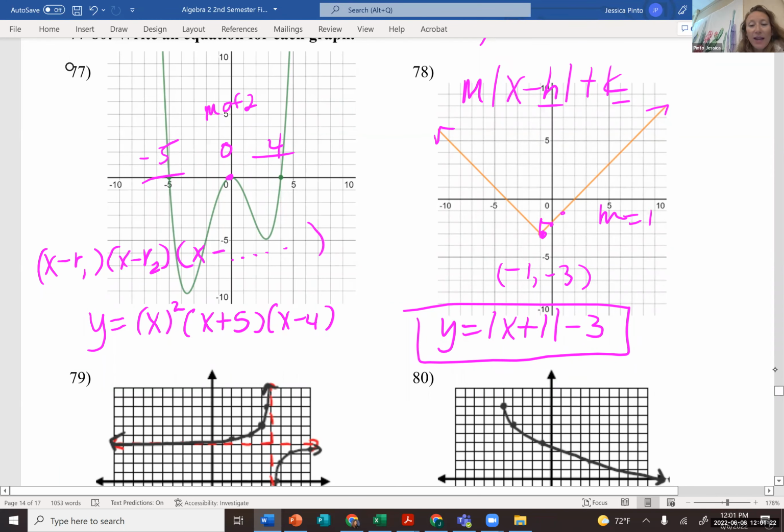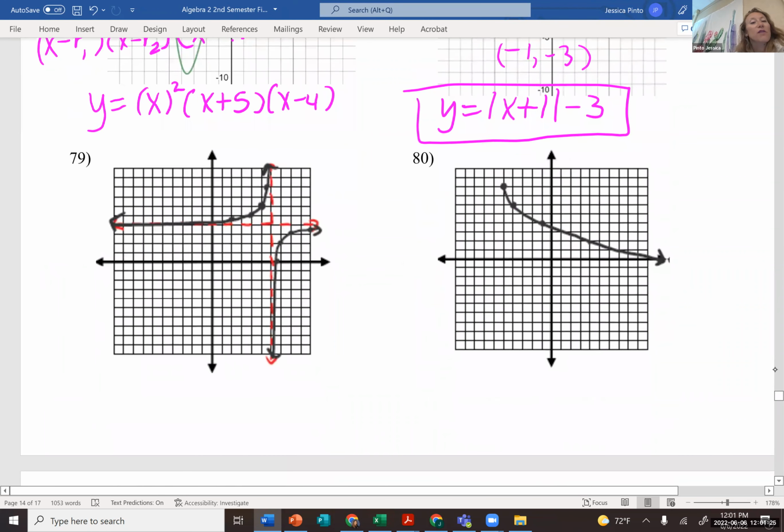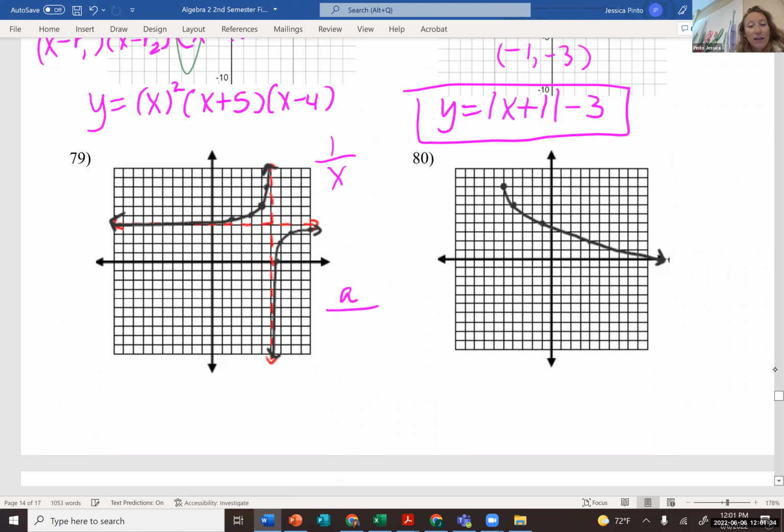Sweet. At 79 and 80, I'm seeing some second semester functions. 79, I'm seeing the 1 over x function. And so that's going to be a over x minus h, plus k. The h, k is the intersection of the asymptotes. So I'm going to see that that is at 6 and 4. So that's going to be my h and my k.